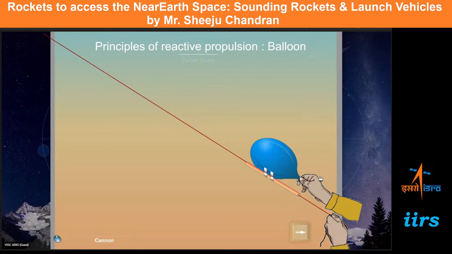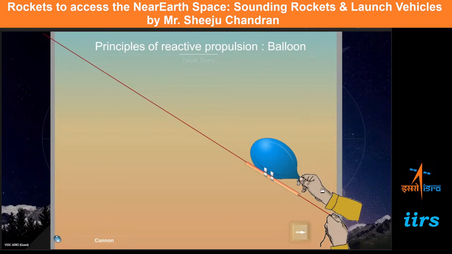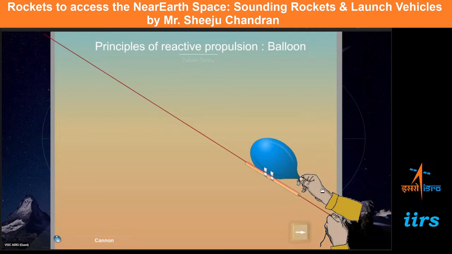But now the next question is, can you use a balloon to go to space? Of course, it's not possible. Why? The simple reason is you need a tremendous amount of energy. The small amount of energy provided by the balloon is not sufficient.